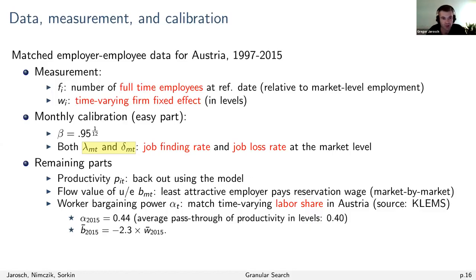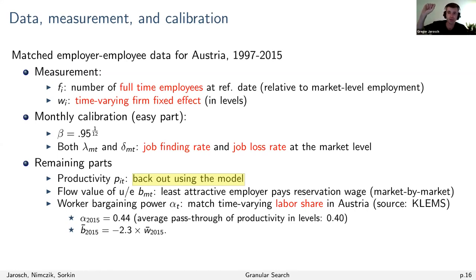The remaining parts are a bit harder. We don't have direct data on productivity or value added. I guess that will be an advantage of using the Brazilian data sets. We don't have that, so we effectively back out productivity using the model. We invert the model and back it out. And you lose all sorts of restrictions, but that's how we go about it.